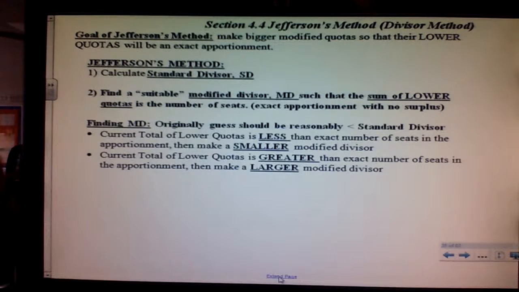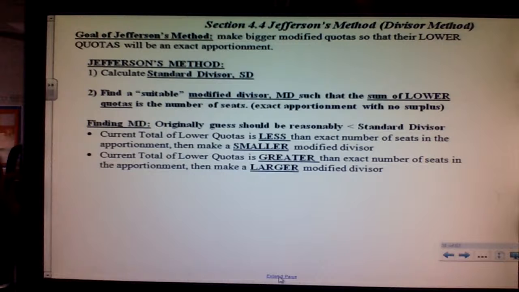Okay. So this leads me to Jefferson's method. Jefferson has come through and said, Hamilton, I like your method, but I don't. So we're still going to find a standard divisor. We're still going to take the total population, divide by the number of seats, and then find standard quotas by dividing each state's population by that standard divisor.